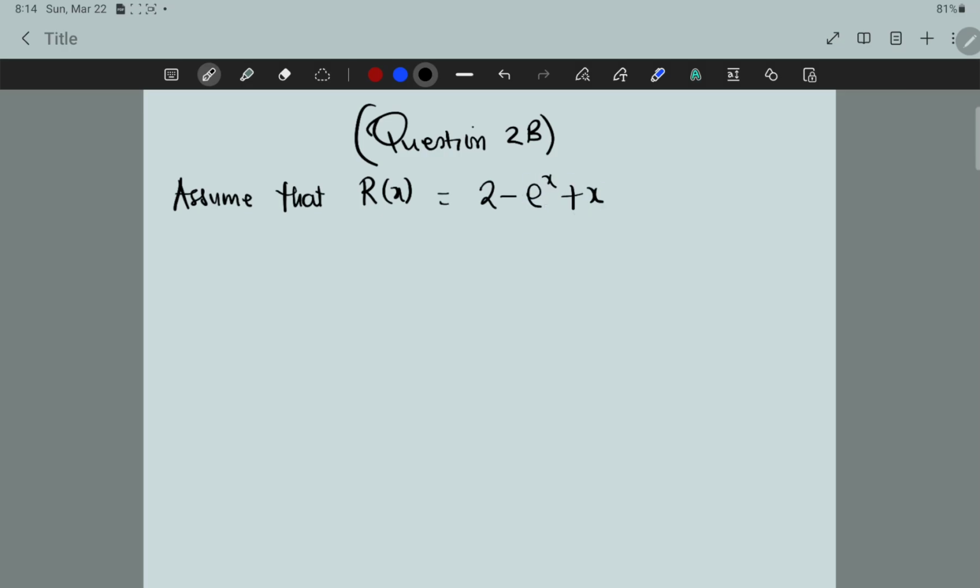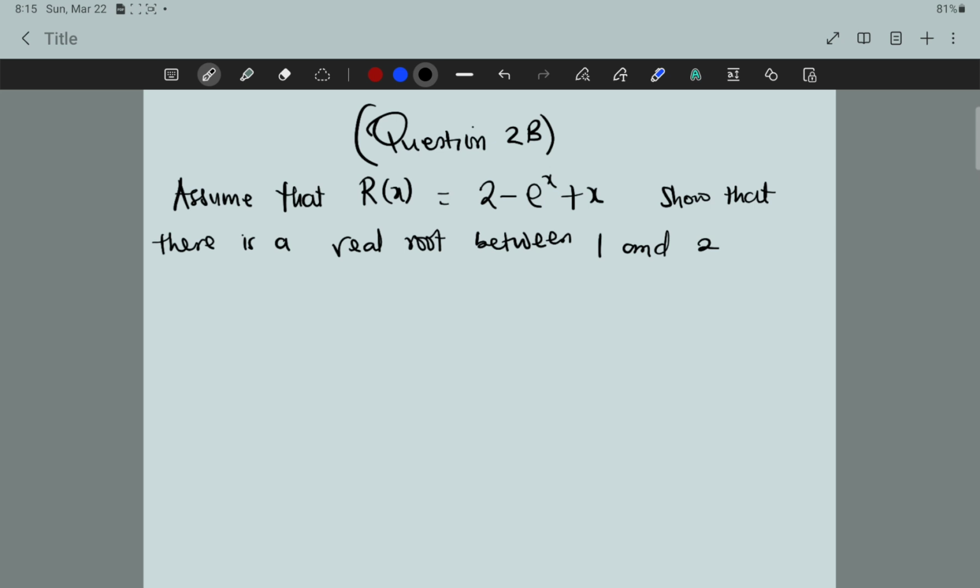It says, show that there is a real root between 1 and 2. Wow, that's very interesting. So it shows that there is a real root between 1 and 2. So what do we do?